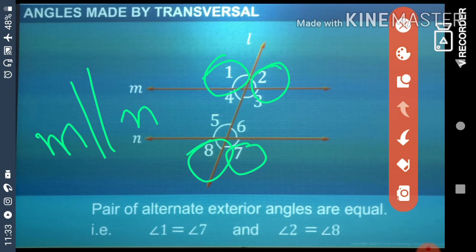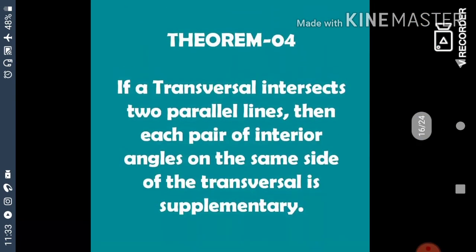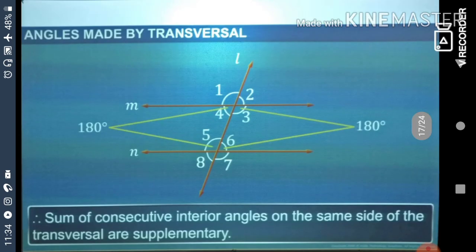It means that when two parallel lines are cut by a transversal, then the pair of alternate exterior angles will be also equal. Okay, now theorem number 4, which says that if a transversal intersects two parallel lines, then each pair of interior angles on the same side of the transversal is supplementary. Supplementary means where the sum of two angles will be equal to how much? 180 degrees. Let's see here, angle 4 and angle 5.